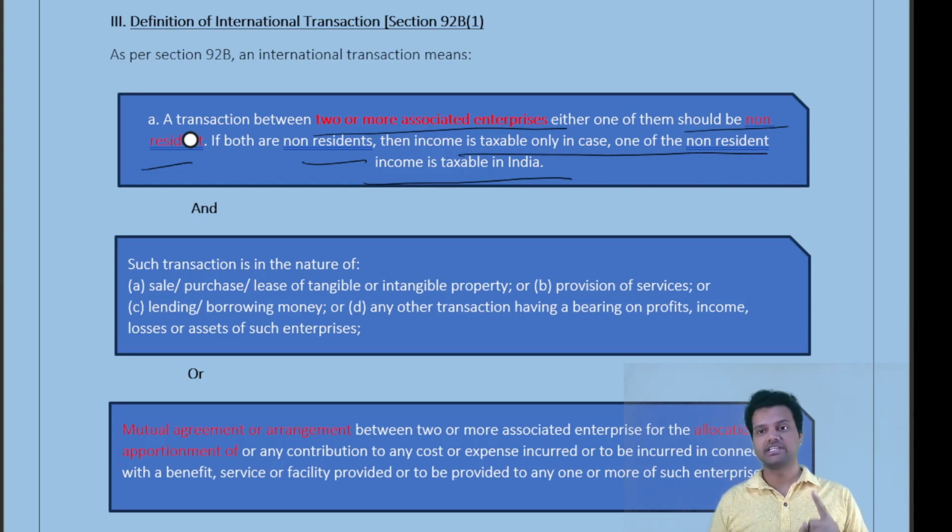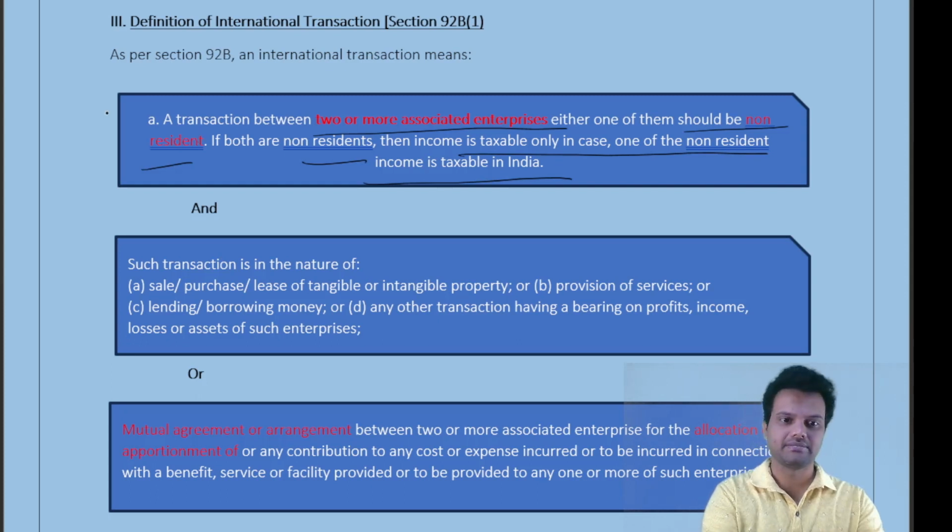In the first point, the condition is that at least one of them should be non-resident. The second part of this sentence says that if both are non-residents, then these provisions will be applicable only if either of the non-residents has income taxable in India. So this is point A here.